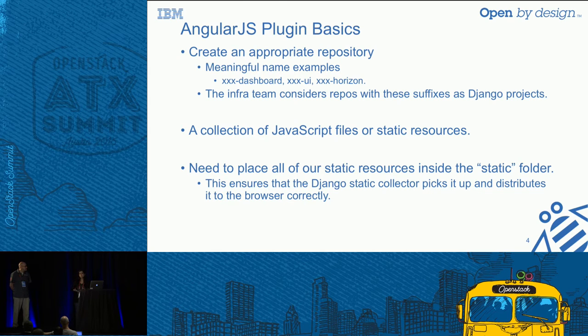Your AngularJS plugin is going to be a collection of JavaScript files and static resources. So what we want to do is make sure we put all our static resources in the static folder. And so you'll see that when we go over the plugin structure and what the tree looks like, and where the files are residing. And it's important because the Django static collector then knows where to pick it up and distribute to the browser correctly.